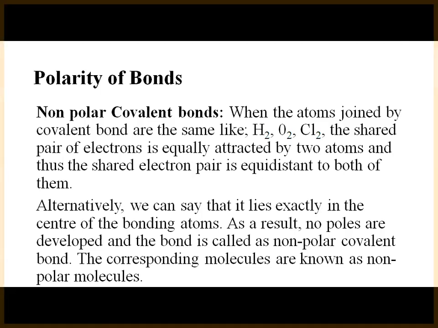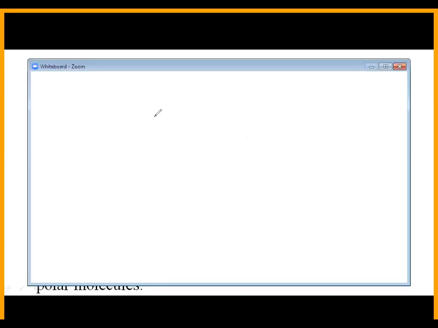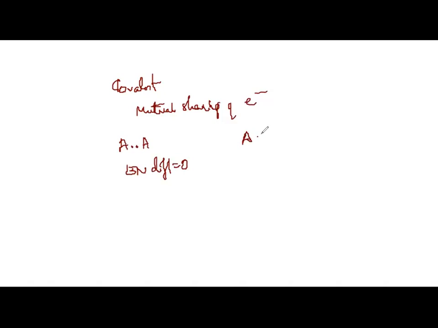Correct? Okay, moving to the next concept, that is polarity of bonds. We have already discussed what a covalent bond is. Covalent bond is formed by mutual sharing of electrons. If the mutual sharing is between two same atoms, then we say the electronegativity difference is 0. If the mutual sharing is between two different atoms, then we say the electronegativity difference is less. It cannot be more.